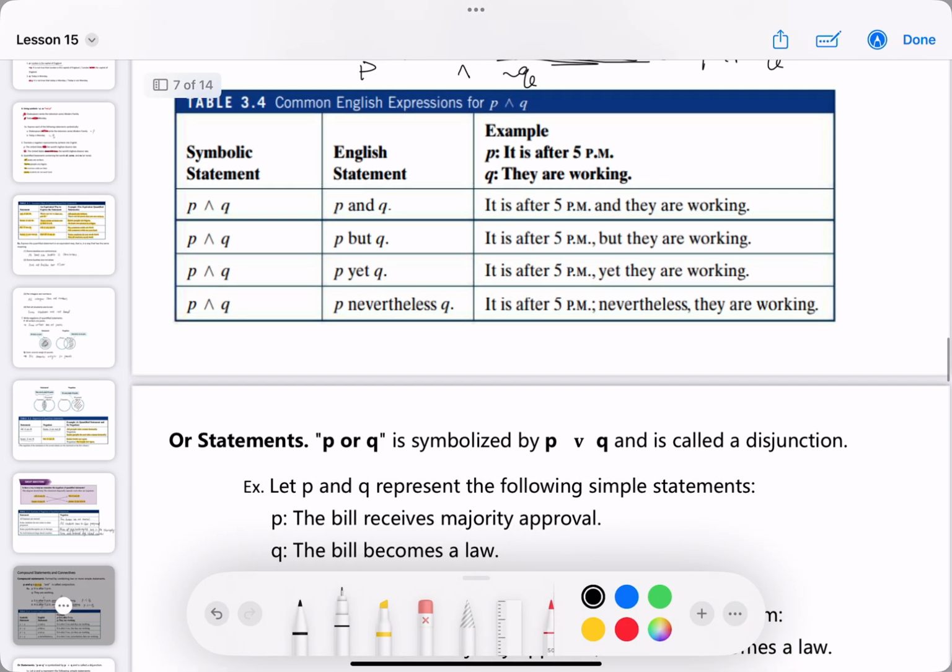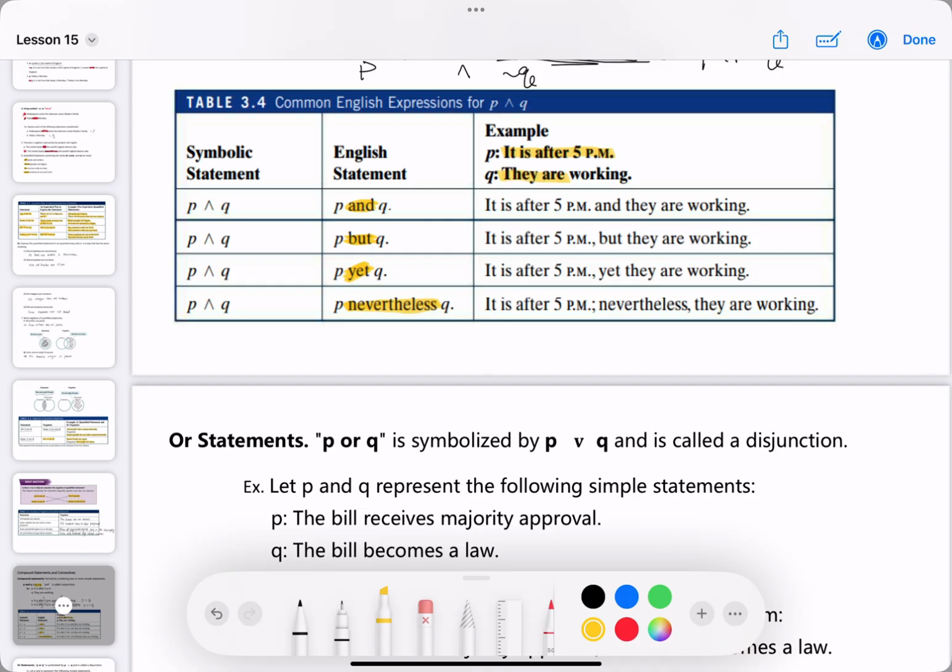Let's see some equivalents of the conjunction. If I have P and Q, the conjunction, in English we can say P and Q. We can also say P but Q. We can also say P yet Q, or P nevertheless Q. They all represent a conjunction. For example, P is, it is after 5 p.m.